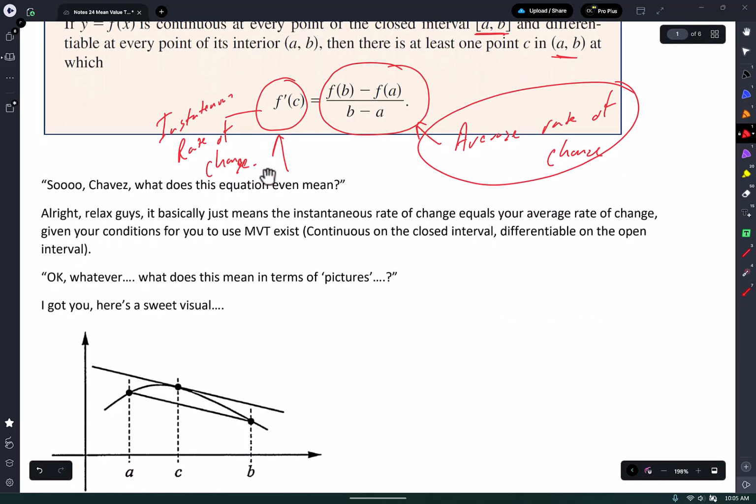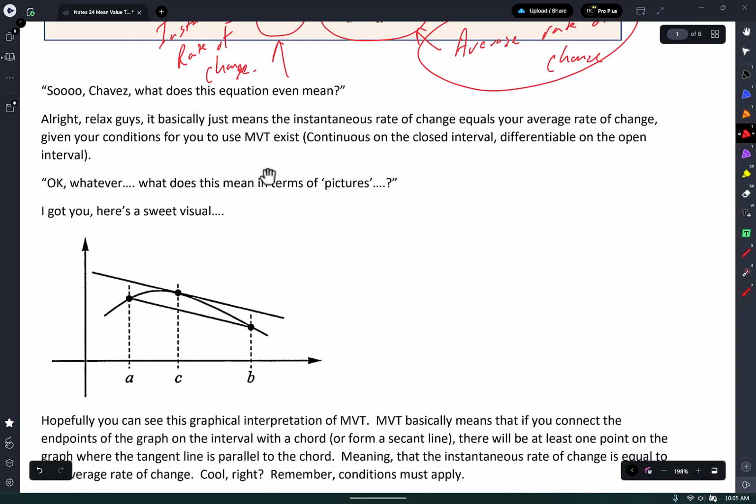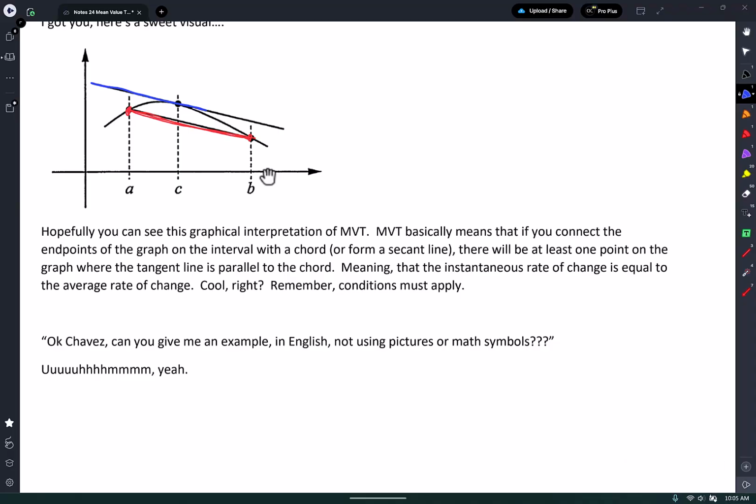All right, hey, relax, guys, relax. What does it mean in terms of pictures? You see point A here, and you see point B. The average rate of change is the slope of this secant line. Do you guys see that? Look at this tangent line in blue. This tangent line has the same slope. So from A to B, the slope of the red line is your average rate of change. The slope of the blue line is your instantaneous rate of change because it's a tangent line. They're parallel, so my instantaneous equals your average. Does that make sense? Hopefully you can see the graphical interpretation.